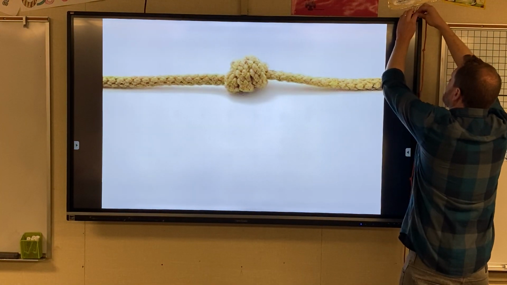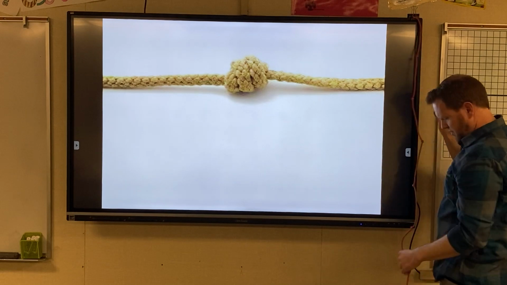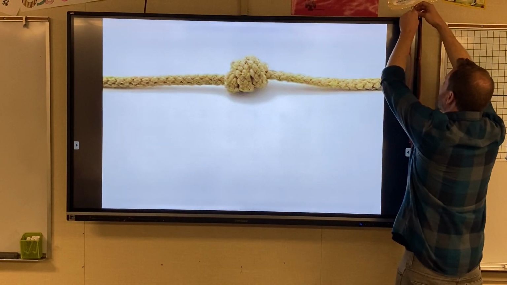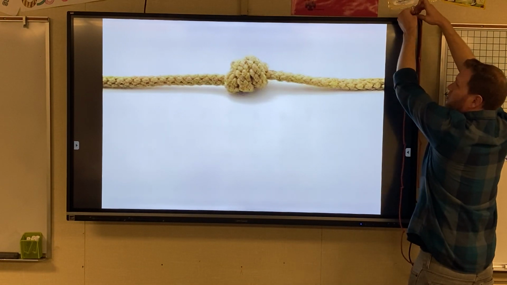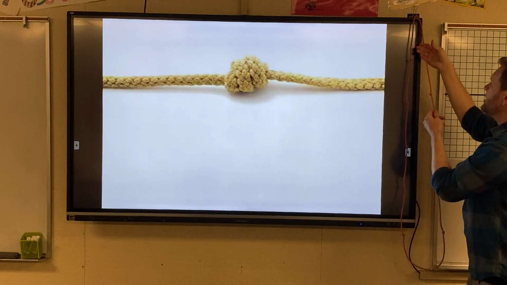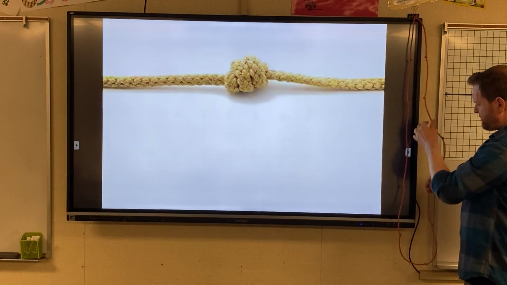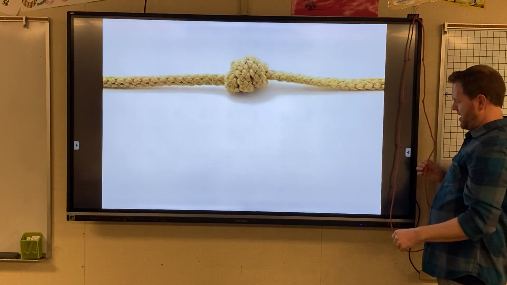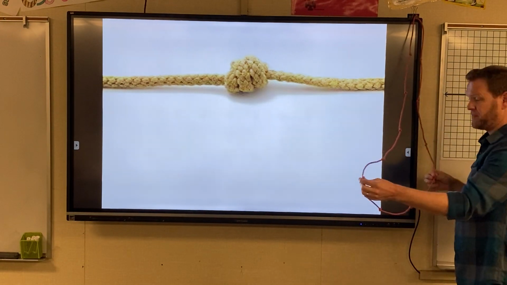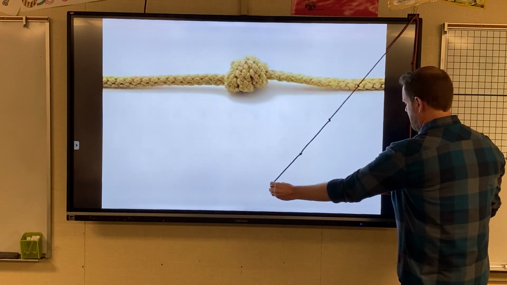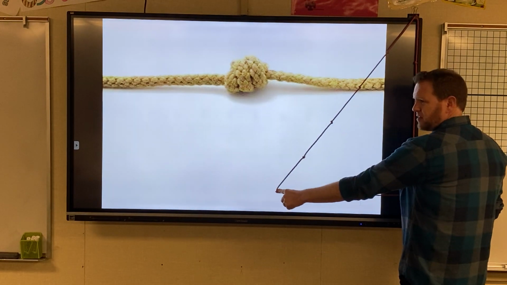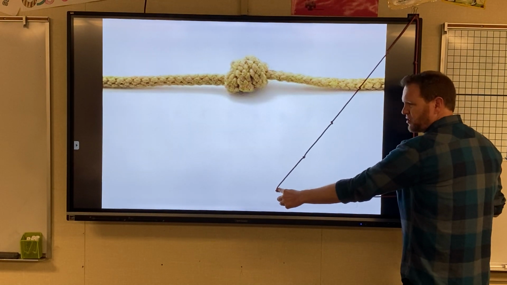They would take the two ends of the rope and they would put them together. Let's see if I can get them to hold here. And then they would take 1, 2, 3, 4 segments of the rope. Then they would count 1, 2, 3 more segments of the rope. And somehow the Egyptians figured out that that would always make a right triangle.